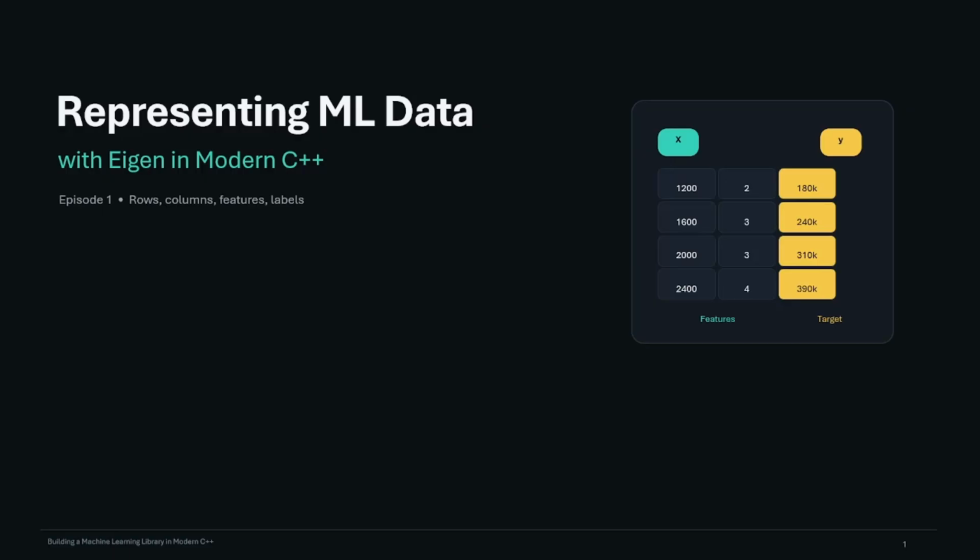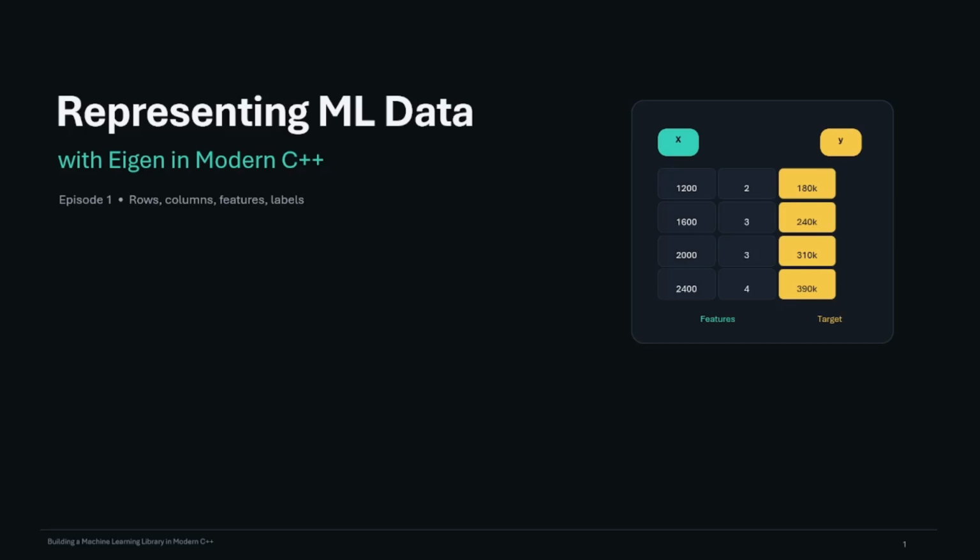All right. Hello, everybody. This is episode one. Did episode zero last time. Episode zero, we just went ahead and set up the project. We are building a machine learning library in C++. Just right now, all the classical models is my plan.